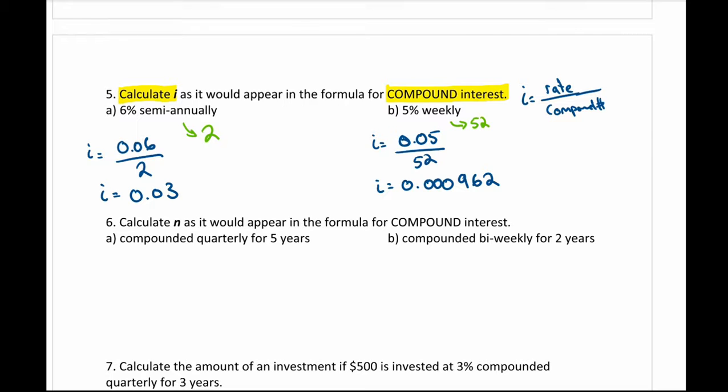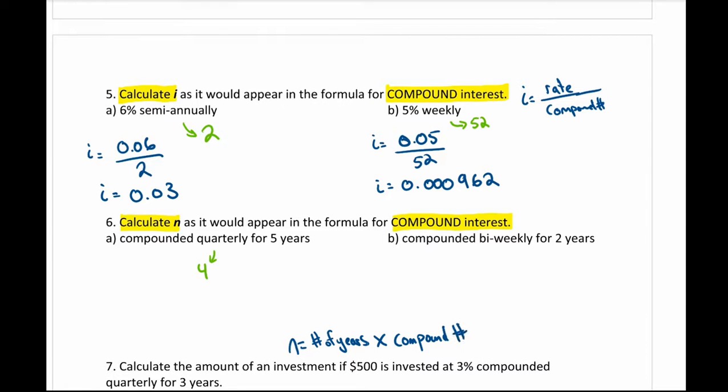Question 6 says to calculate N as it would appear in the formula for compound interest. So this was the second part that we had to calculate before we could get into the actual questions. For A, compounded quarterly for 5 years. Compounded quarterly means 4. The reason we need this is because N equals the number of years multiplied by our compound number.